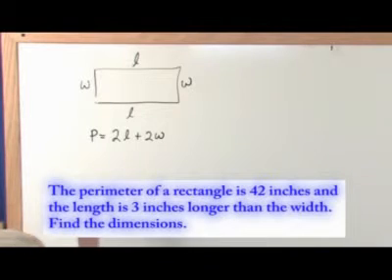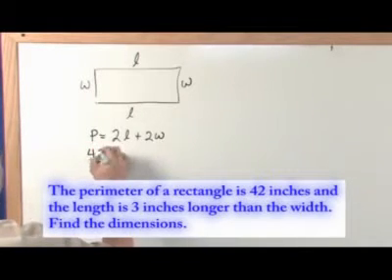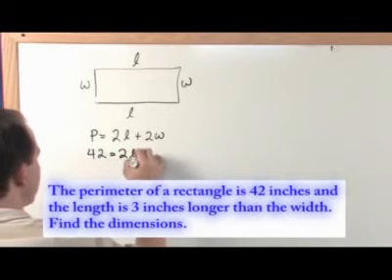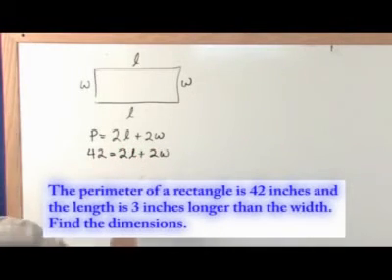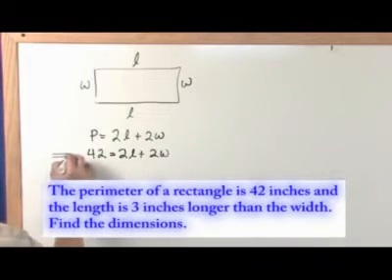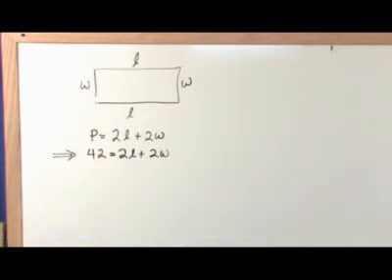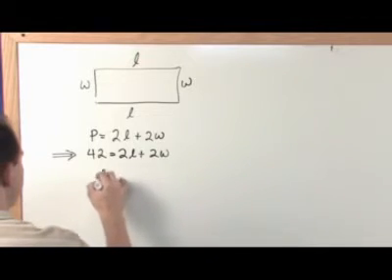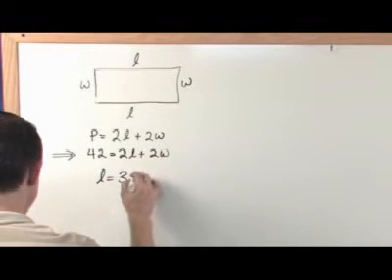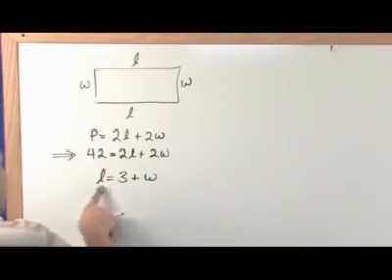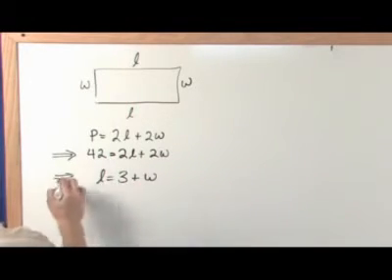But it tells me in the problem that the perimeter is equal to 42. So that's going to be 42 equals 2L plus 2W. This is one of my two equations. This is one of the ones I want to keep to help me solve the problem. The next thing it says is the length is 3 inches longer than the width. L is 3 plus W. The length is 3 inches longer than the width, so that's another important equation.